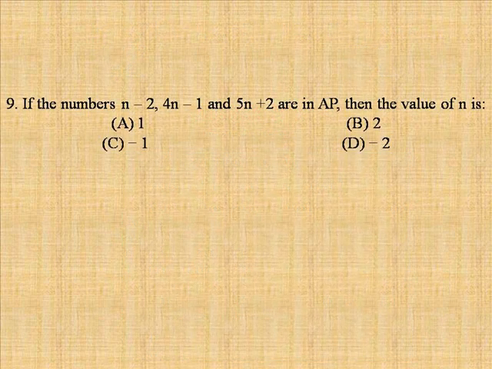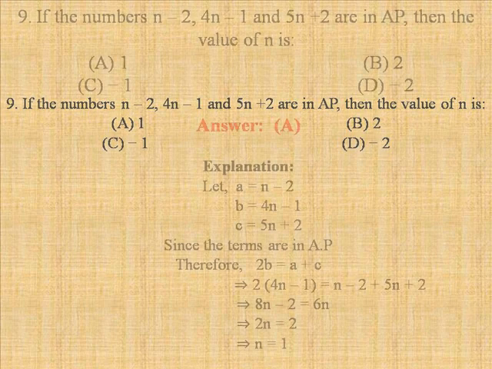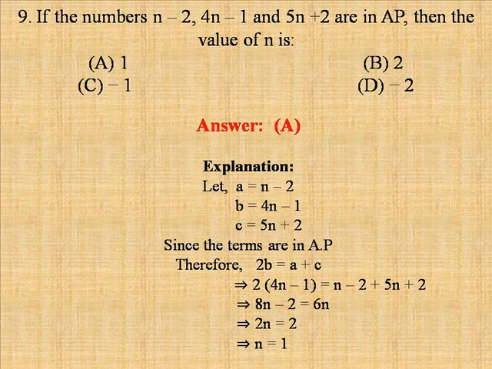Number 9. If the numbers n minus 2, 4n minus 1 and 5n plus 2 are in AP, then the value of n is, and you have 4 choices. See the answer. Answer is option A, that is 1, and you can see the explanation.